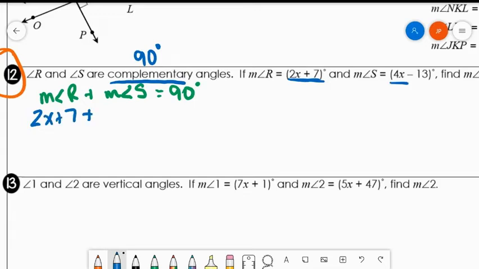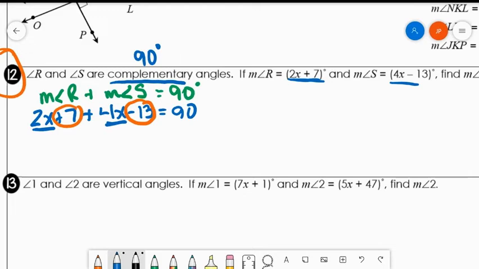And they told me angle S was 4x minus 13. So now I've substituted some stuff in, and now this looks exactly like one of the problems from the last page. I got some like terms that I can put together. Again, make sure you're keeping track of these negatives because that's where I see most people making little mistakes.